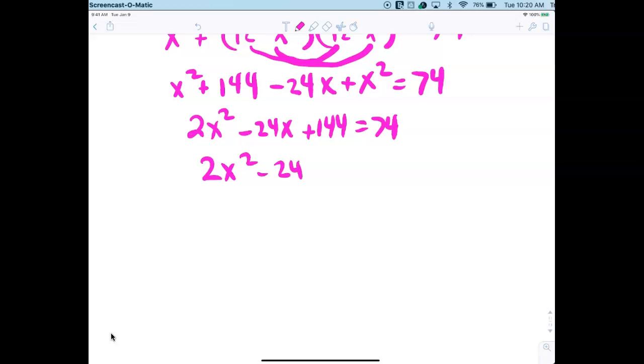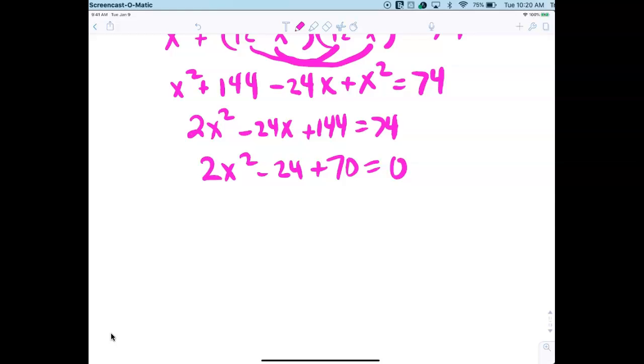144 minus 74. Wow. What's 14 minus 7? 4 minus 4. So, plus 70. Come on, guys. That's embarrassing. If I ask you what 144 minus 74 is, does everybody see it's just 14 minus 7? 4 minus 4, 0. All right.